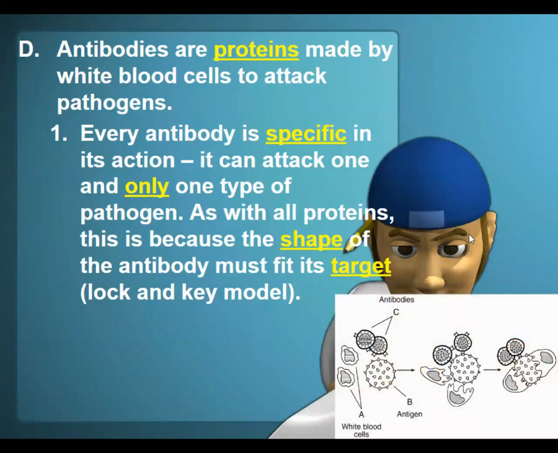At the bottom right is a picture of several different types of cells. Letter A is pointing to some white blood cells. Letter B is pointing to an antigen or a pathogen, and it's got those little spikes on it. Those are the antigens naming that cell as not belonging. And letter C is pointing to some antibodies, and you can see they have a special little shape on them that binds to the pathogen, and then other white blood cells can come over and destroy that pathogen.